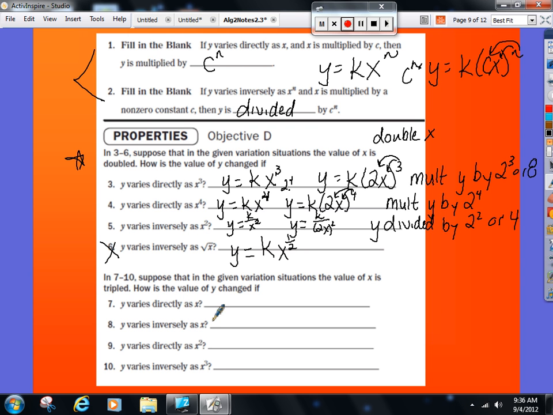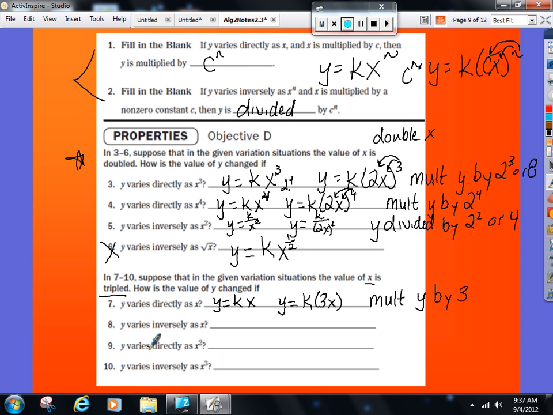Okay, this time we're going to triple the value of x. So this is going to change some things. Y varies directly as x. That means y equals kx. If I'm going to triple that x value, I now have y equals k times 3x. What do I have to do to y? Well, since it's direct, they both get big together. So I will multiply y by just 3, because there's no exponent in this case.